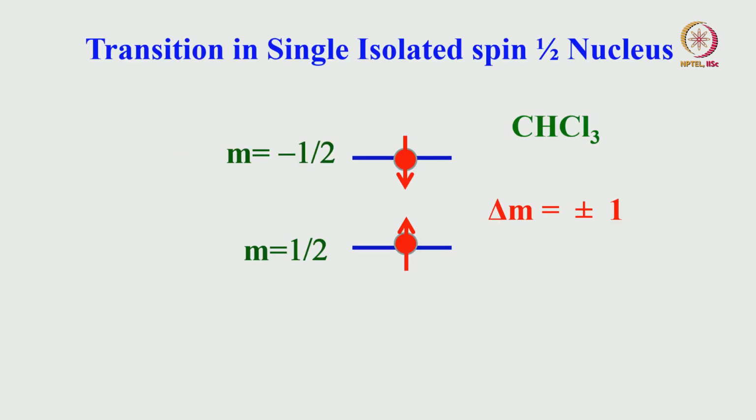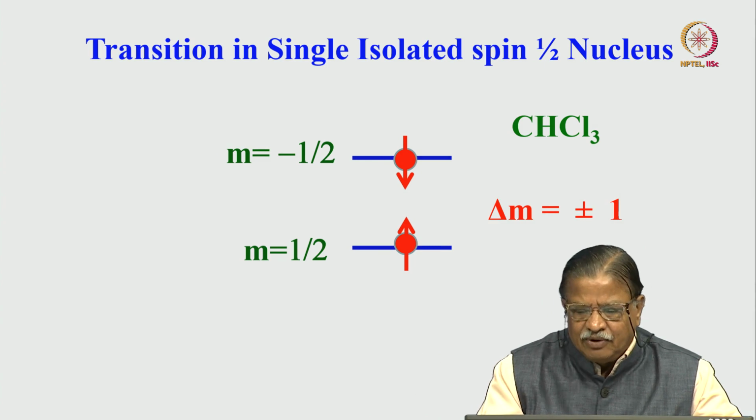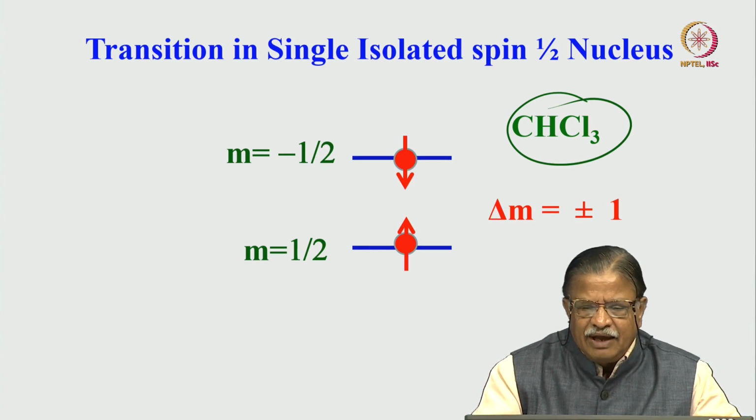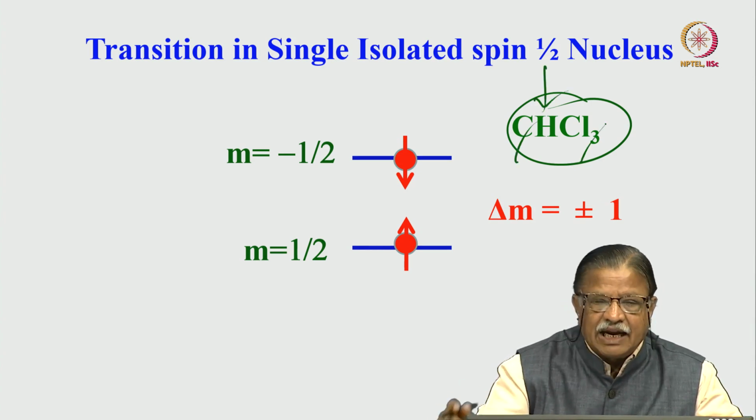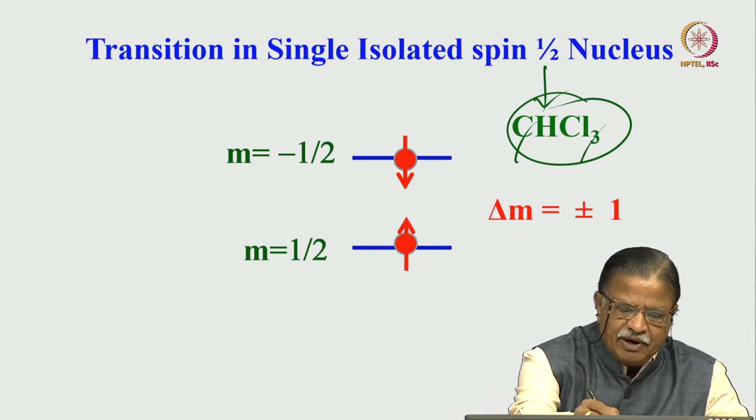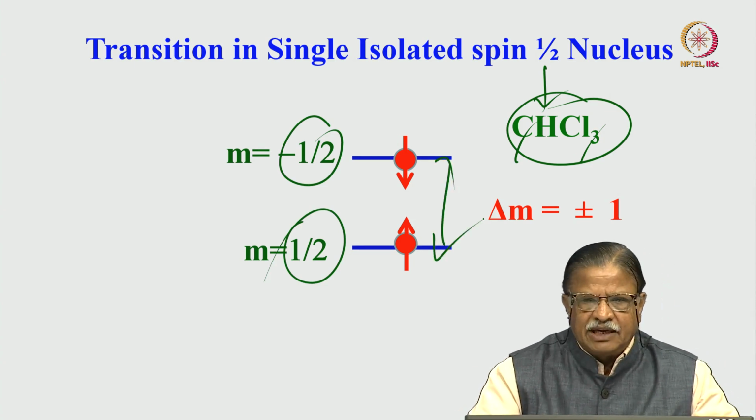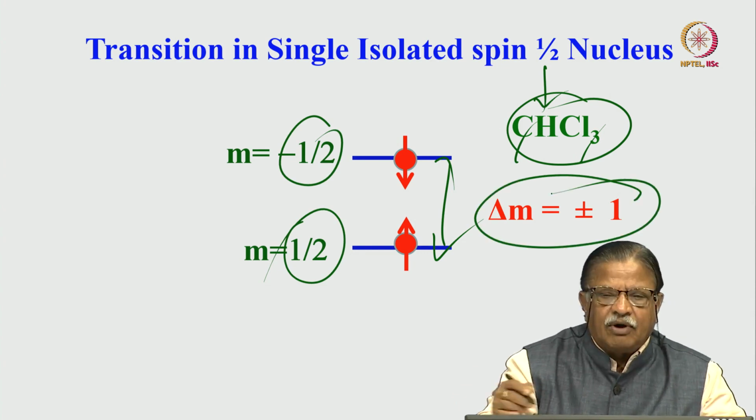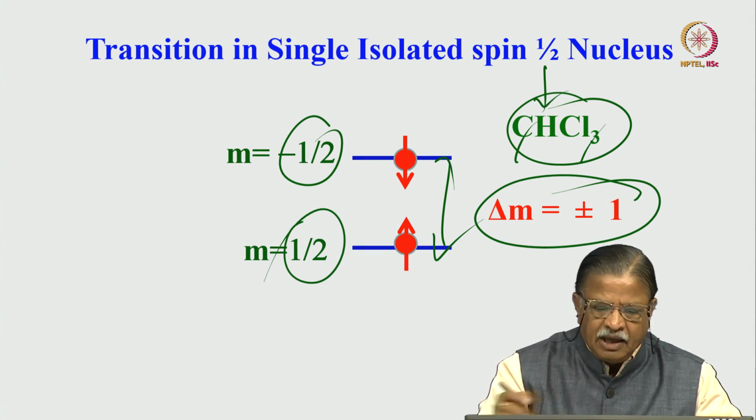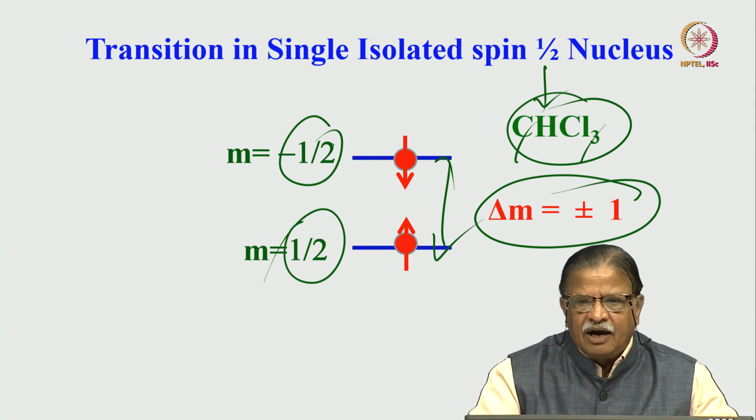First thing, of course, we discussed this at the start also. Consider the transition in a single isolated spin of a nucleus. I took the example of CHCl3, where we have only a single proton. I am not worried about interaction with carbon 13 or chlorine. Then we have only two possible energy states, m equal to minus half and m equal to plus half, and the transition between these two is allowed as per the selection rule, which I said: the change in magnetic quantum number between any two states should be either plus 1 or minus 1. Between these two states both the transitions, alpha to beta and beta to alpha, are allowed.